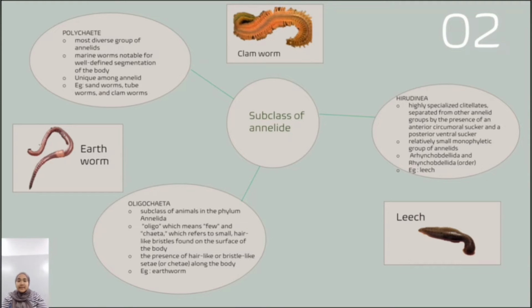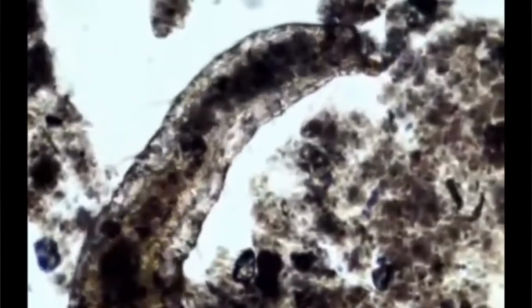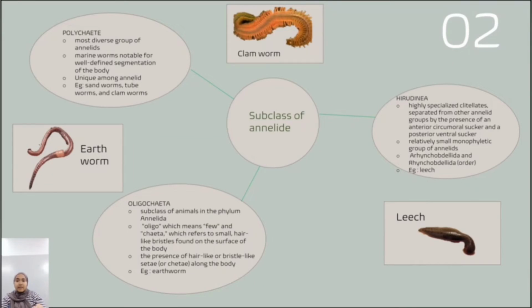Next, we move on to Oligochaeta. Oligochaeta is the common annelid, a subclass of animals in the phylum Annelida. Oligo means few and chaeta refers to small hair-like bristles found on the surface of the body. So we know that Oligochaeta has small hairs around their body. The presence of these hair-like bristles is called setae along the body. The example is earthworm.